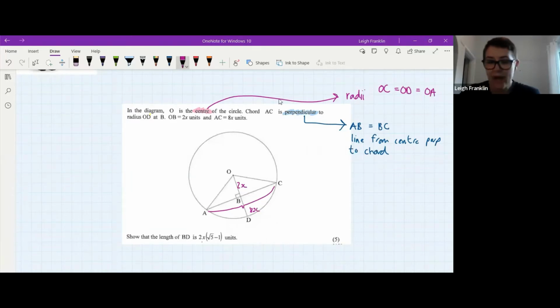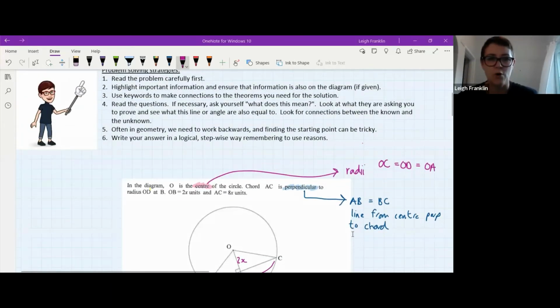Now that we've had a look at the diagram, we've written the information onto the diagram, we've read carefully what it said, we're going to read the question. Show that the length of BD is 2x bracket root 5 minus 1 units. So can you see what I mean when I said it's going to be non-routine? That's unusual. It's not something that we see all the time. And that's why this is a problem-solving sort of question. Also, it's out of 5 marks, so that's another hint that it's obviously some kind of problem solving.